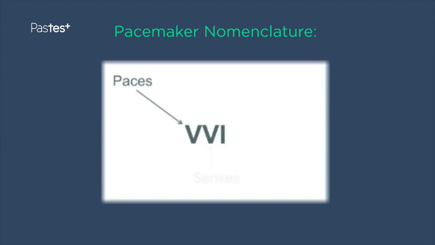As this is a single chamber pacemaker we're talking about, it's pacing the ventricle. The next letter here, the one in the middle, refers to what's happening in terms of sensing, and it's sensing the ventricular lead only. The I at the end refers to its response. So this pacemaker has the ability to inhibit pacing.